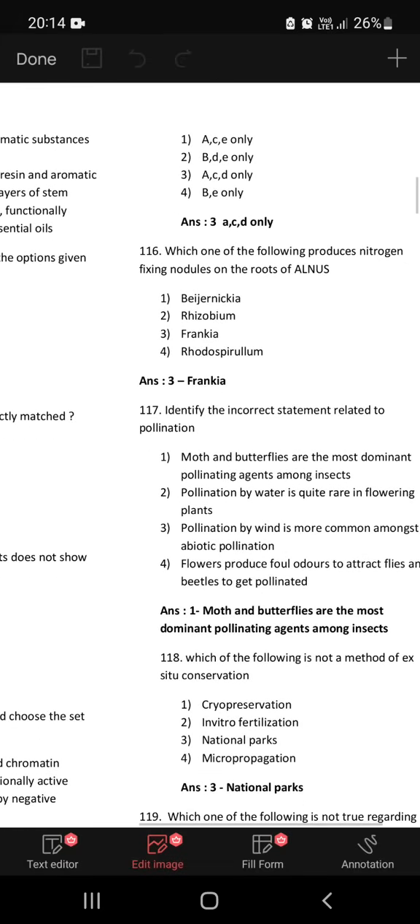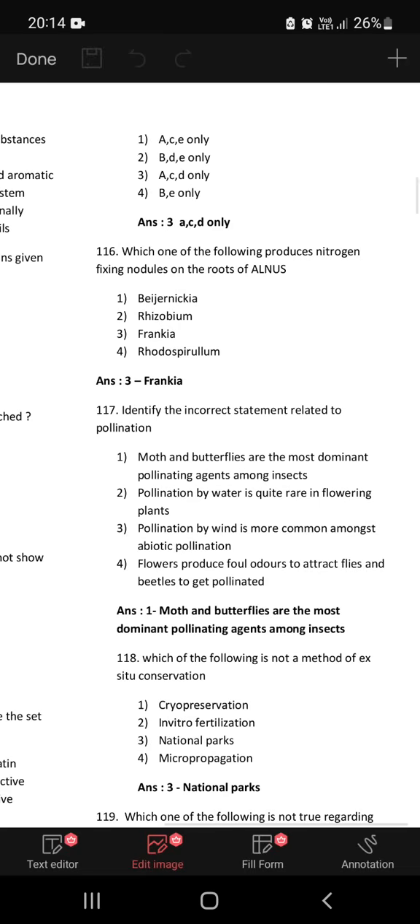Which one of the following produces nitrogen fixing nodules on the roots of Alnus? It is Frankia. So it's a non-leguminous plant. The nitrogen fixing nodules on the roots of this Alnus non-leguminous plant are produced by Frankia.